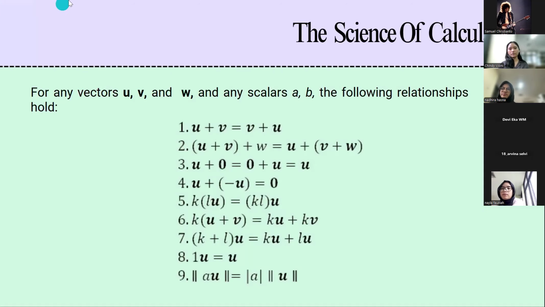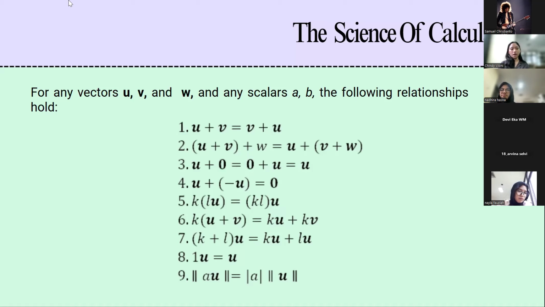So next we have the laws of equations. For any vectors u, v, and w, and any scalars a, b, the following relationships hold. First, u plus v is equal to v plus u. The sum of u plus v, added to w, is equal to u plus the sum of v plus w. u plus 0 is equal to 0 plus u, which equals u. u plus negative u is equal to 0.